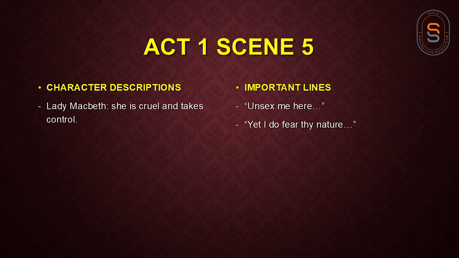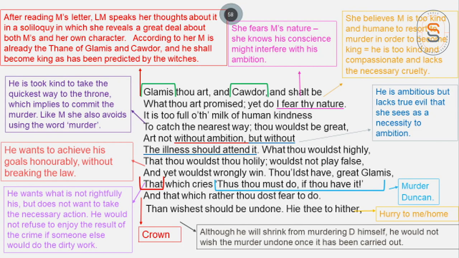Important lines that we're going to look at are when Lady Macbeth says, "Unsex me here," and "Yet I do fear thy nature." This is where Lady Macbeth says the lines after reading Macbeth's letter. She speaks her thoughts about it in a soliloquy, in which she reveals a great deal about both Macbeth's and her own character. According to her, Macbeth is already the Thane of Glamis and Cawdor, and he shall become king as has been predicted by the witches.